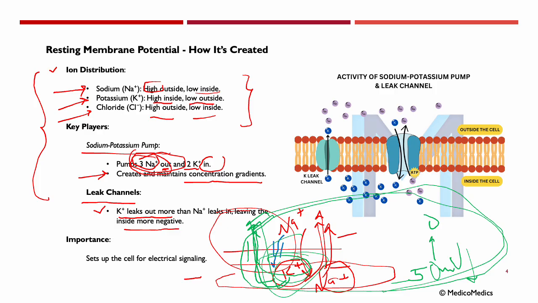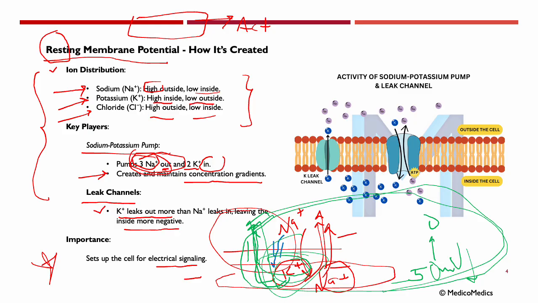Now, why is all of this crucial? Because it sets up the cell for electrical signaling. So the resting membrane potential is crucial for excitable cells like neurons and muscles, because it sets the stage for action potentials and signal transmission. Because if you remember, we said this is the resting membrane potential, and rest meant that it's not actively sending signals. So this is the preparation stage, let's say, for what is to come, which is action potentials.